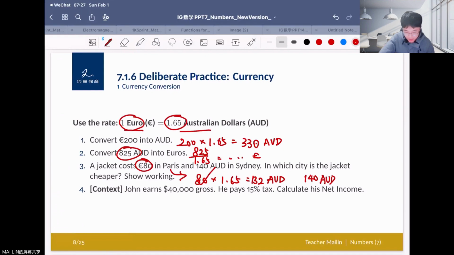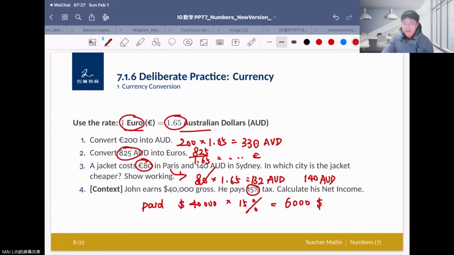Okay. So for the next problem, John earns 40,000 gross and pays 15% tax, and we calculate the net income. So the net income means the total value gained minus the tax you paid, right? So you have to pay 15% tax. That means you have to pay $40,000 times 15%, right? So here you have to pay $6,000.